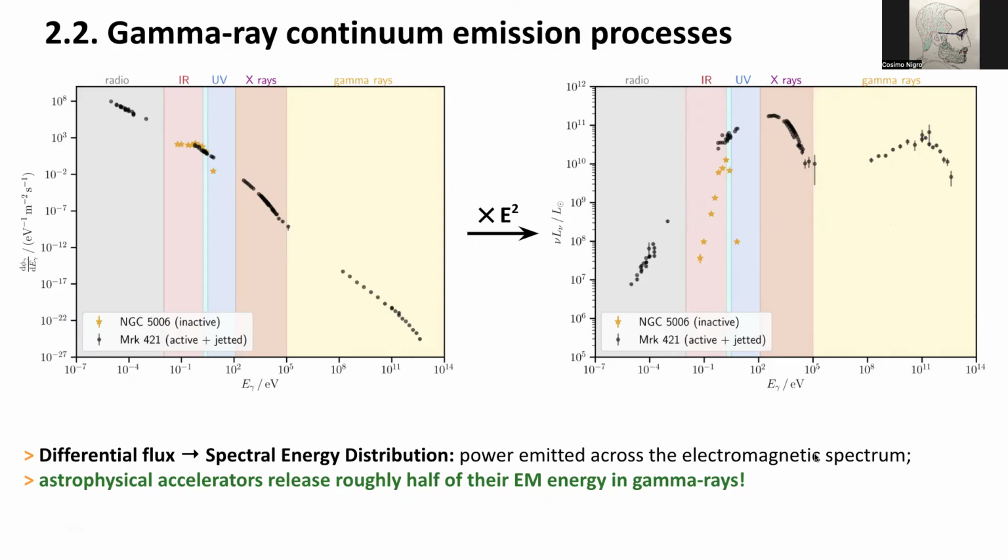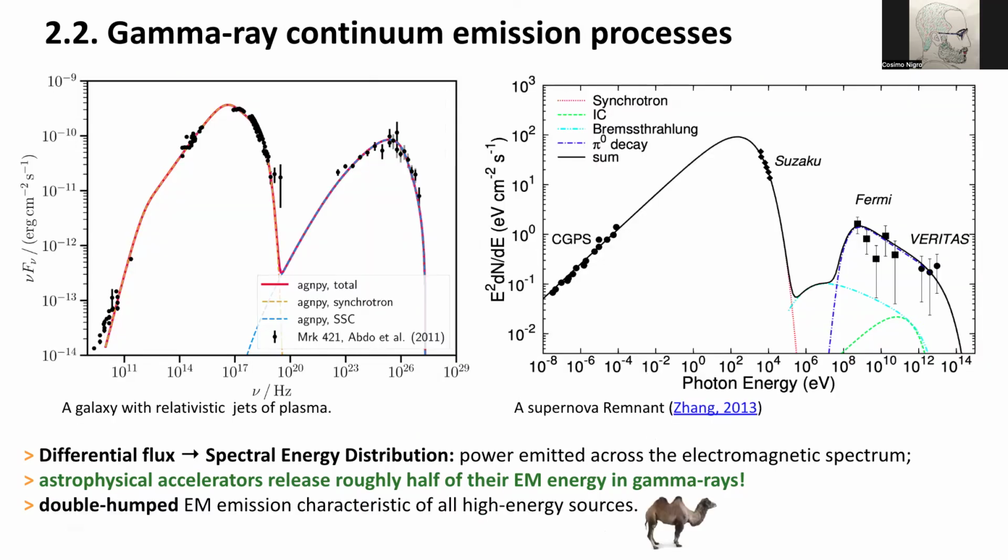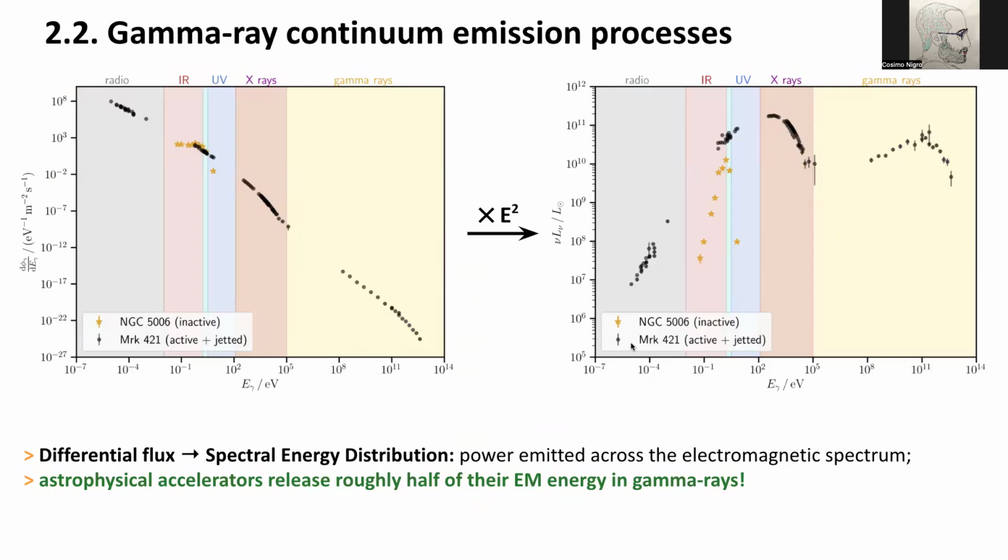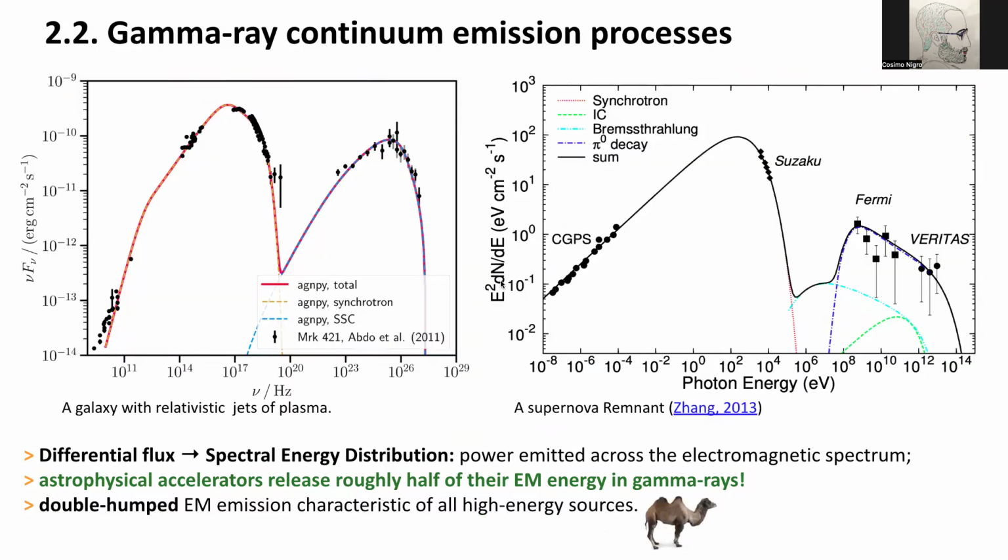So astrophysical accelerators release roughly half of their electromagnetic energy in gamma rays. And I wanted you to memorize this double bump structure, with a gamma ray peak separated from the peak at the other wavelength, because it's really common among different sources. So we have here the active galaxy Markarian 421, and here you see that the gamma ray peak is separated from the other peak, and basically it's due to inverse Compton in one of these possible interpretations.